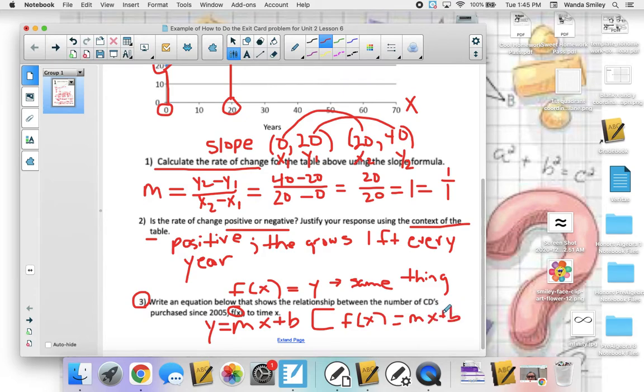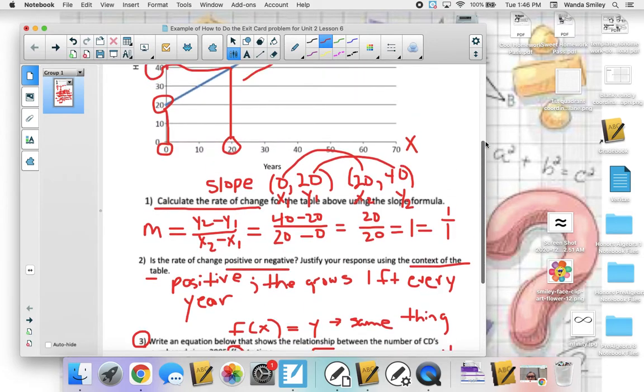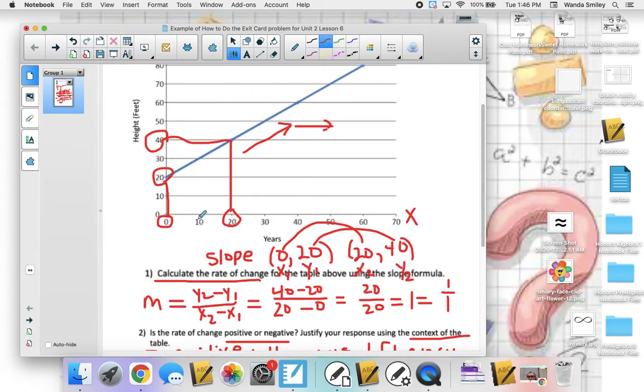If you go back and look at your notes from before we got out for Christmas, you should see where we worked on this. We know that m is the rate, and the rate is 1 foot for every year, so our m is 1. We're going to talk more about this for letter B. So y equals 1 times x. Now if we plugged in 10 for x, we would get 10. But if you follow it up on the graph, it's at 30 instead of 10.